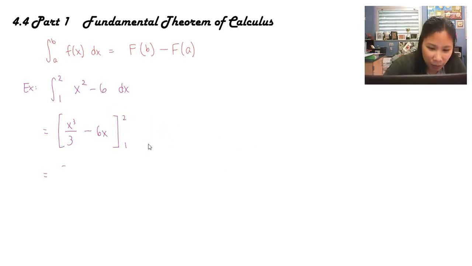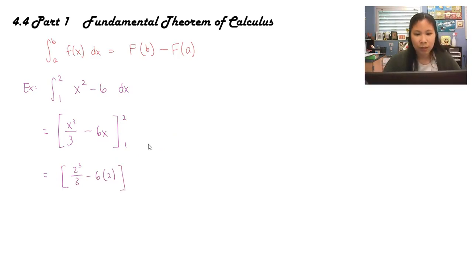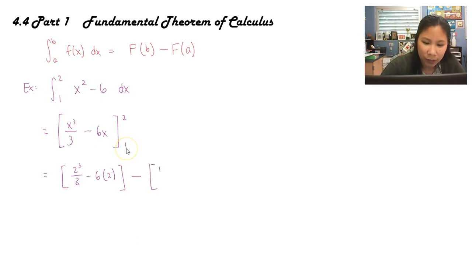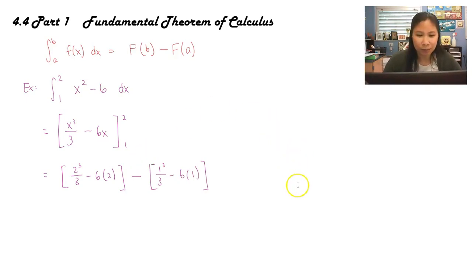Plug in your 2 into all the x's that you see. So that's what I get from plugging in 2, and we're subtracting it from plugging in x equals 1 as my other endpoint for x. So it'd be 1 cubed over 3 minus 6 times 1. And then from here, we just need to simplify this out.